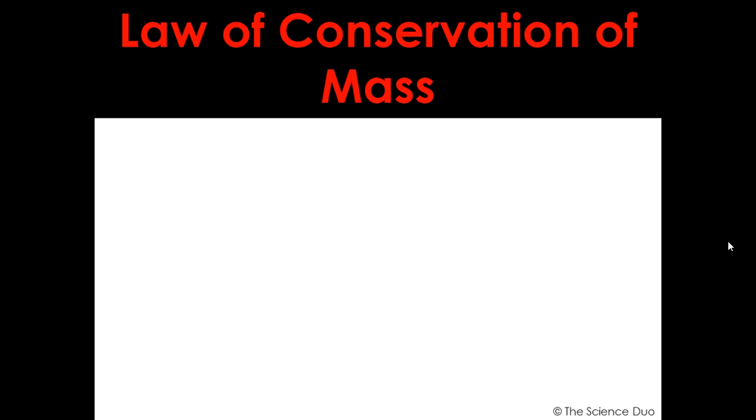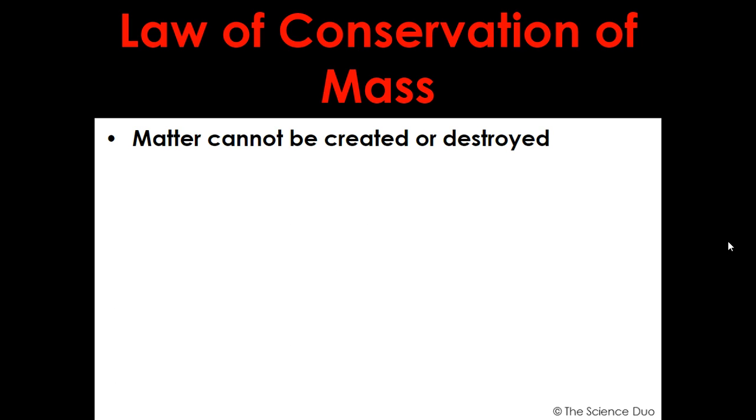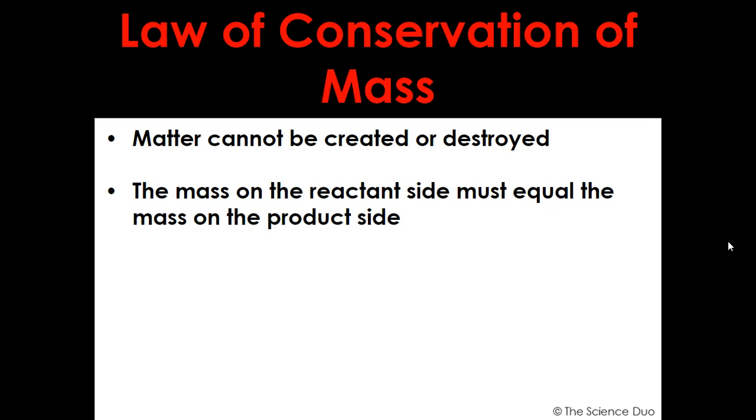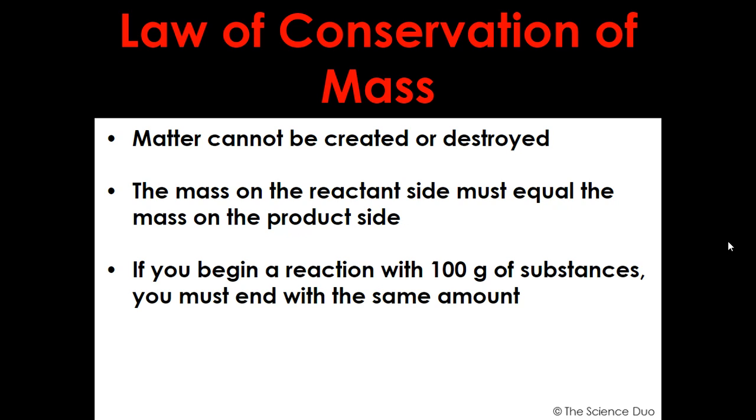So what does the law of conservation of mass state? It states that matter cannot be created or destroyed, that the mass on the reactant side has to equal the mass on the product side. So again, the mass of what you start with has to equal the mass of what you end up with. If you begin a reaction with 100 grams of substances, you end up with the same amount.